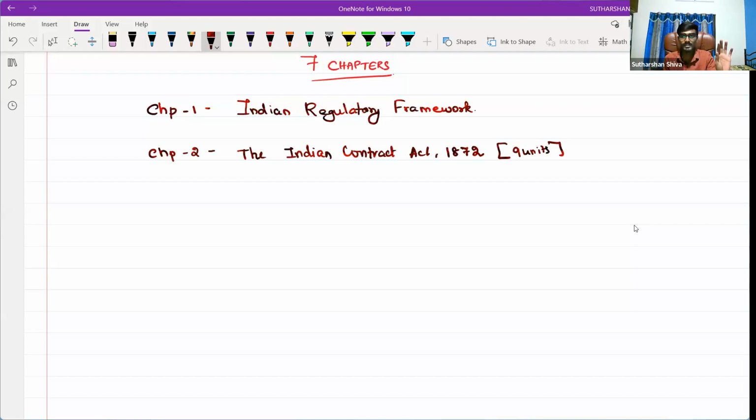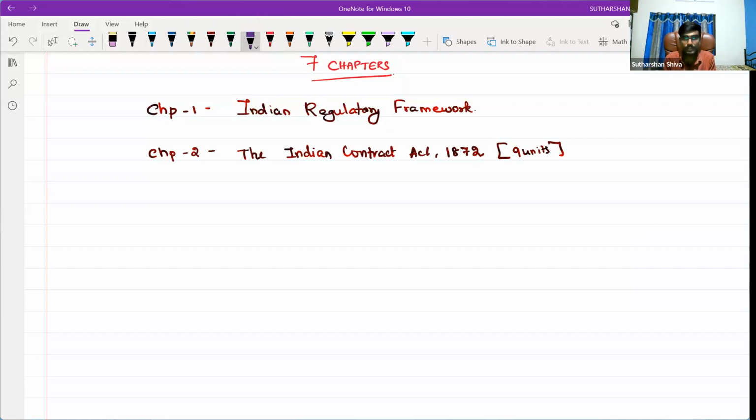Previously, in the old CA Foundation syllabus, we only had 6 units, and the remaining 3 were in the old CA Intermediate syllabus. Now, under the new scheme, they brought those 3 units and put them together at the Foundation level itself. In chapter number 2, you need to focus more and more. As I said, you have 9 units.